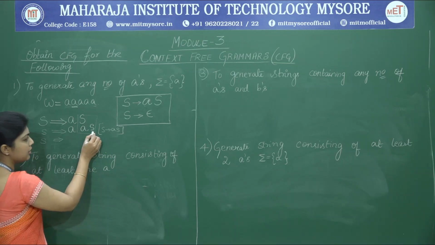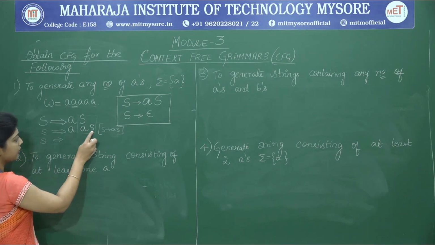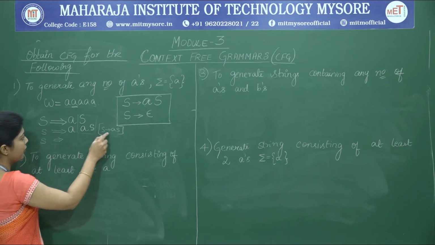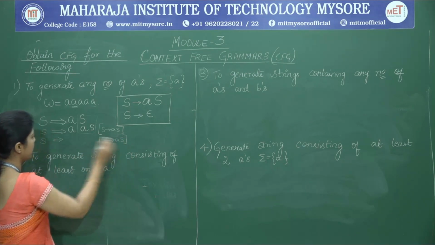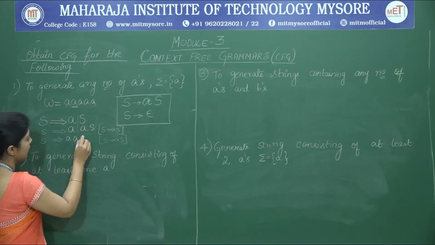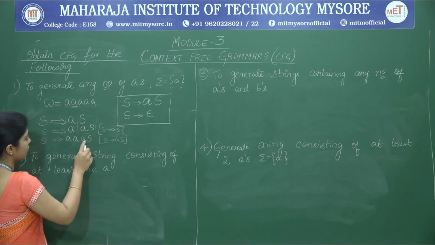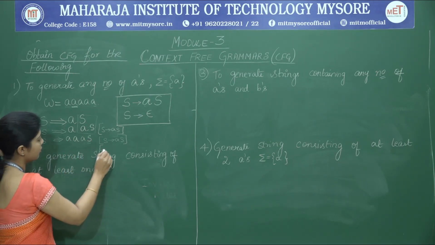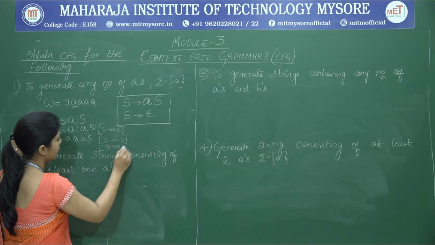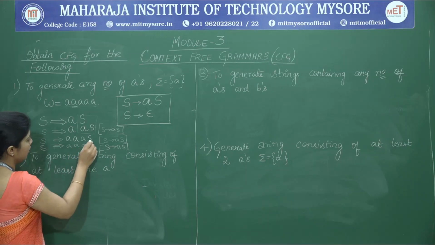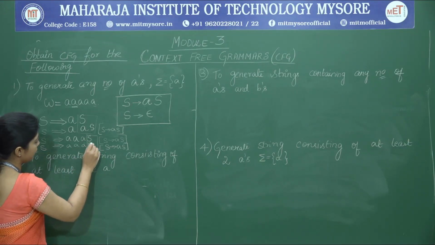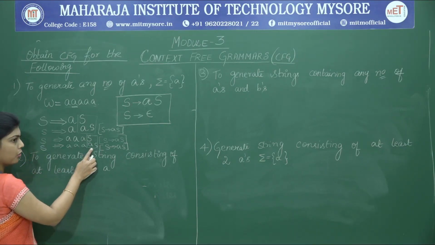Again we know that the next symbol that we want after 2 A's is another A. So therefore we have to use the same production, that is nothing but S goes to AS. AS. So again we need the fourth A. So for the fourth A we are going to use the same production again. So again S goes to, this S is again replaced with AS. So we have generated 4 A's.